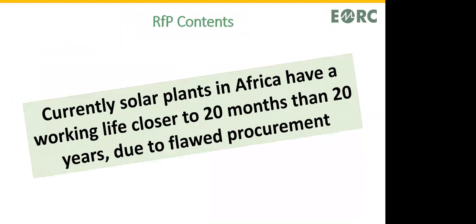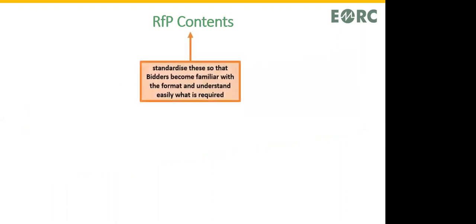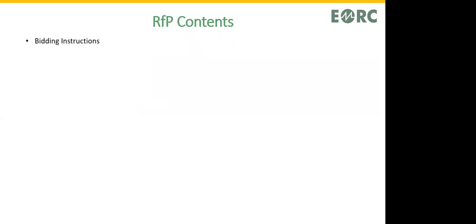Okay, next slide, please, Amy. Right, a headline here before we look at the RFP contents. Currently, solar plants in Africa have a working life closer to 20 months than the 20 years which we might expect, and that's largely due to flawed procurement. As I've just mentioned, as far as possible with your RFP contents, standardize these, and if it was at all possible, if all the humanitarian agencies could migrate towards a standardized set of bidding documents, then that would be hugely helpful to all the parties engaged in the process and will equally help the bidders.